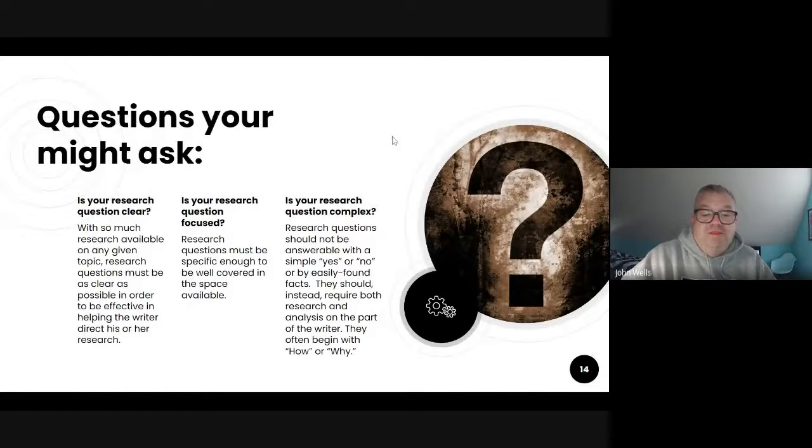Some questions you might ask yourself: is this clear? Obviously, we already talked about that, about the fact that you need to know what you're looking for, and somebody else who picked it up would say, okay, here's what we're going to be talking about. Is the research question focused? And again, does it narrow down on something specific? And is it broad enough? And I know those are counterintuitive.